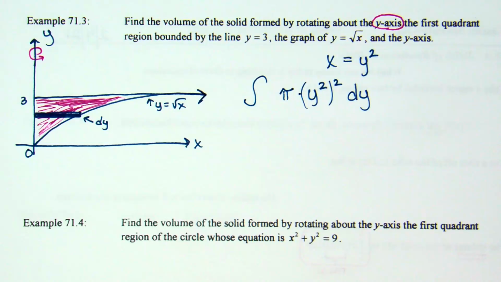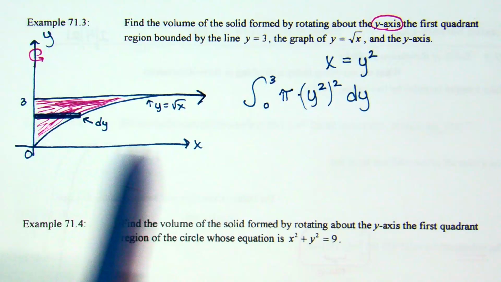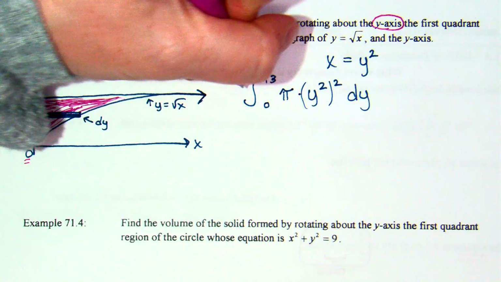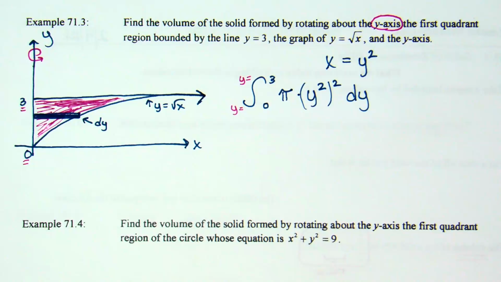0 to 3. When we work in x's, we take values from the x-axis. Because we're working in y's, we take values from the y-axis. So remember, I'm just going to put little y equals there. Those are y values, so they came from the y-axis. Now, besides that, this problem's pretty easy. It's basic, nothing fancy here.